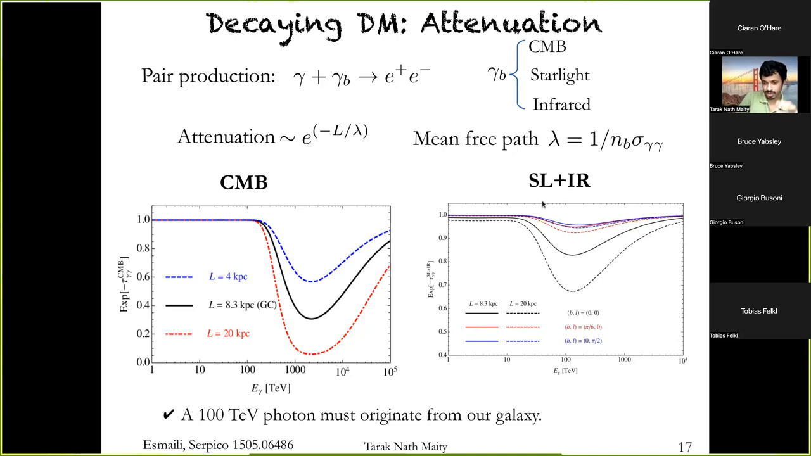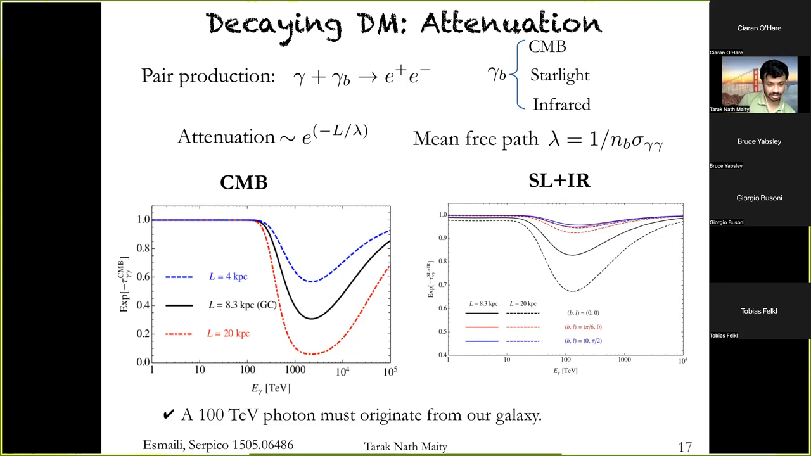In principle, you need to include starlight and infrared, but the number density for starlight and infrared is quite large when you are looking at the galactic center. This Tibet AS experiment is not really looking at the galactic center. So that is not important to us. That is quite a subdominant factor that we have checked. So we have only done the attenuation factor with CMB.